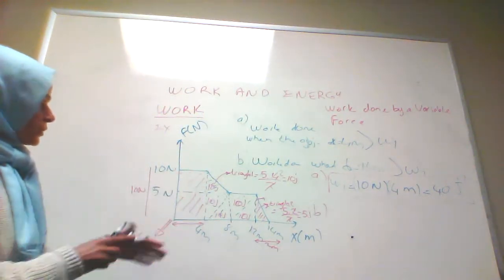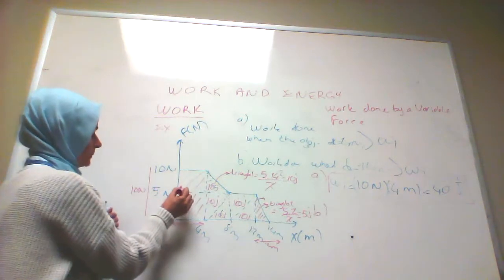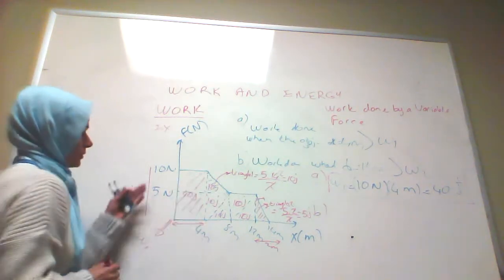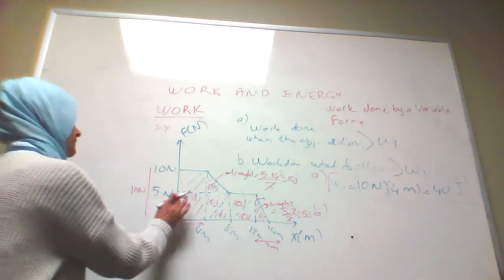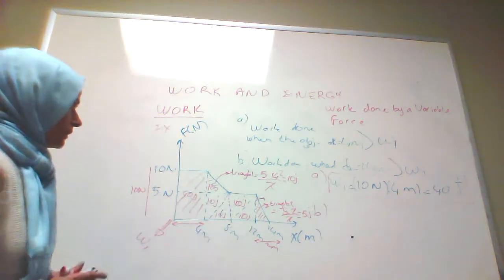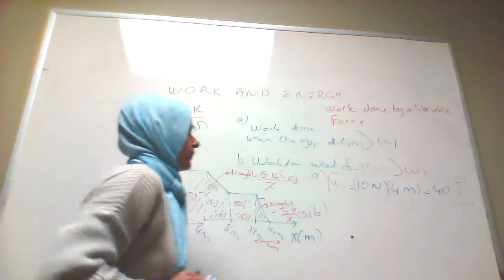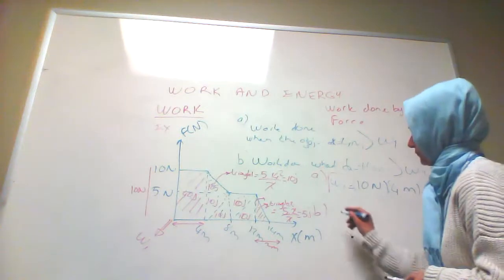So we have 40 joules here. Let's put that as well. 40 joules, 10 times 4. 10, 10, 10 is the same, 10 joules as well. And we're adding all these up to find the total work done.